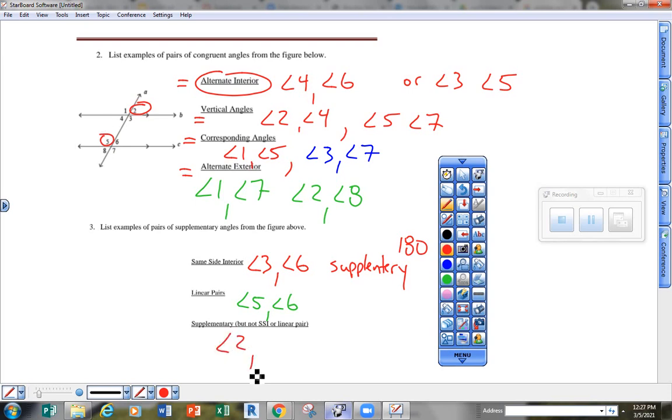So angle 2, angle 5, not linear pairs, right? Not right next to each other, not same side interior, not these, but still add up to be 180. So that would be like 8 and 3 add up to be 180. 1 and 6. So not pairs that are right next to each other, not interior, but still add up to be 180. All right, let's keep going.